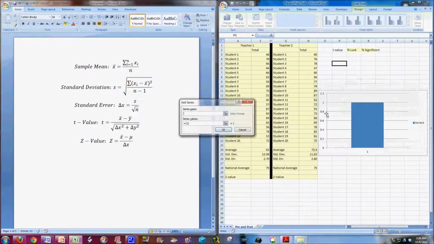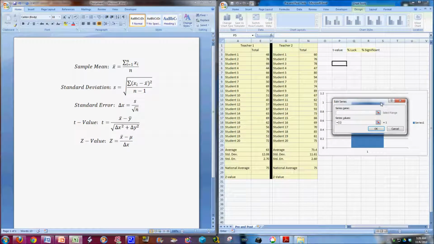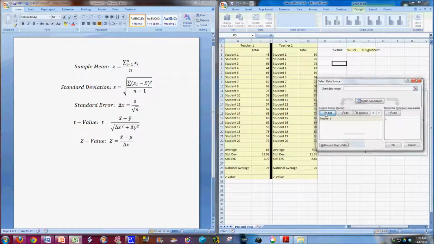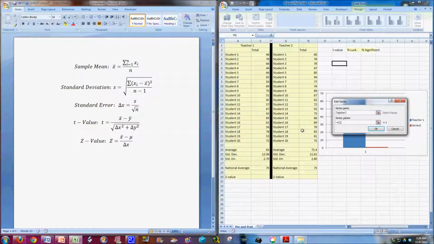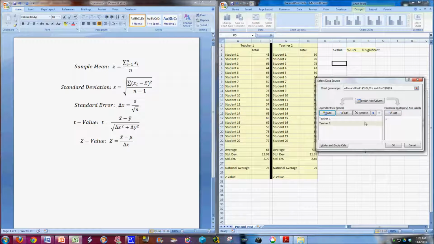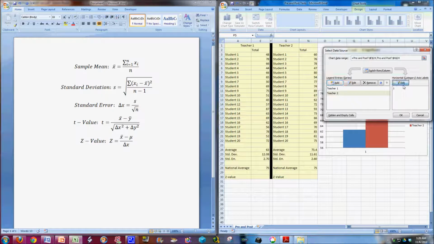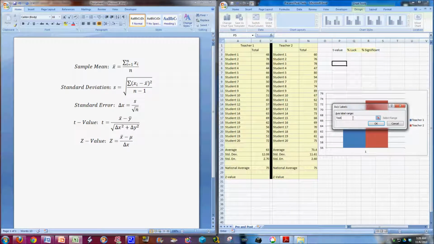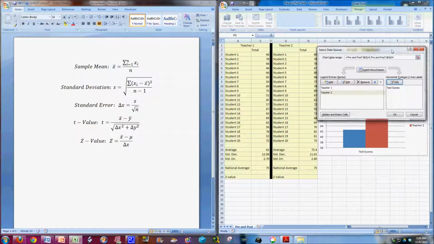We're going to add in our series name. Let's call this teacher 1, and our series value would be the average. Okay. Our next one would be teacher 2, and our series value would be our average. Okay, and we don't want the horizontal axis to be called 1. We want it to be called, let's say, test scores. Okay. Alright, so we're done with that.